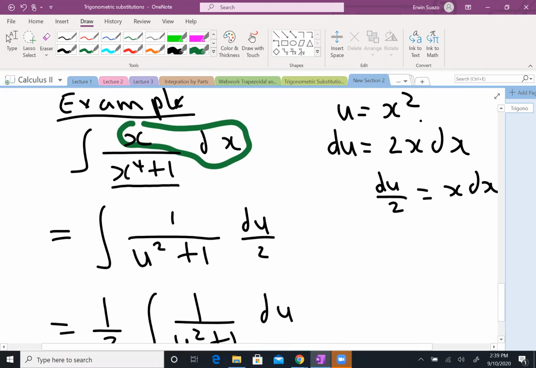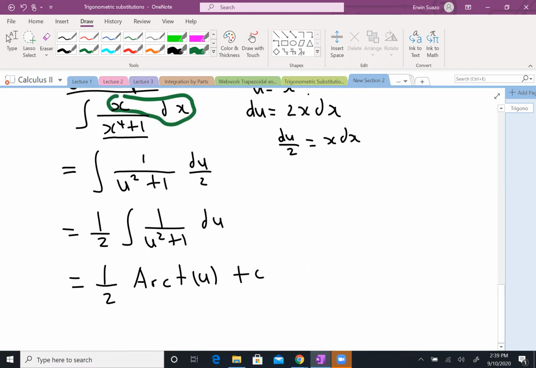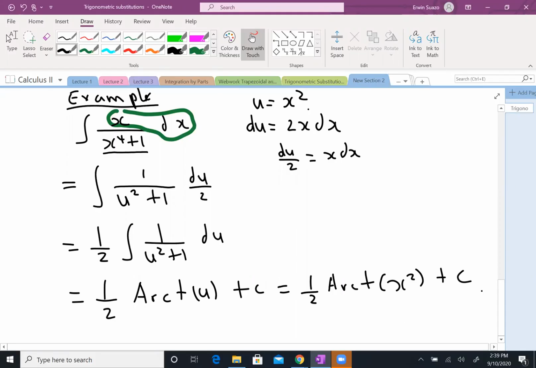u was x squared, right? u was x squared, so I had to replace it over here. So I'm going to do 1/2 arctangent. Instead of u, I write x squared, plus c. Okay, so that's our first problem. That's from Webwork. Okay, so let's do another one. Sure, good question.